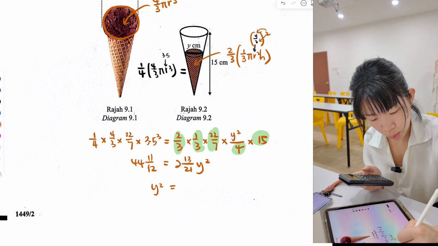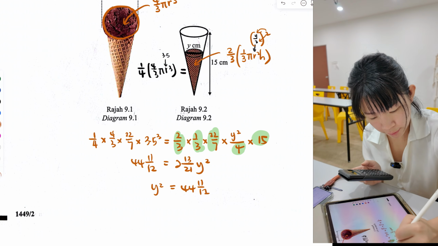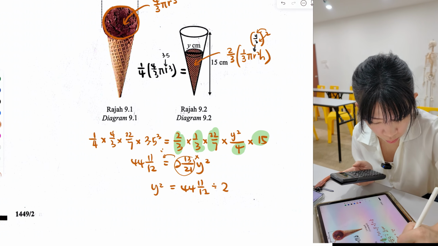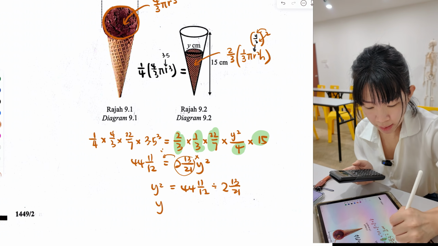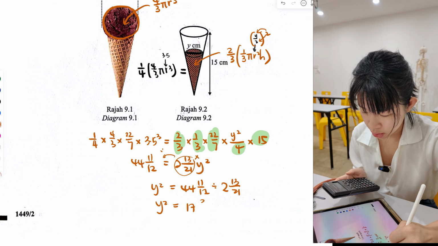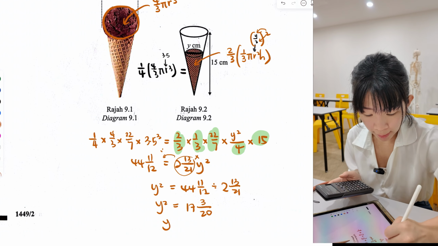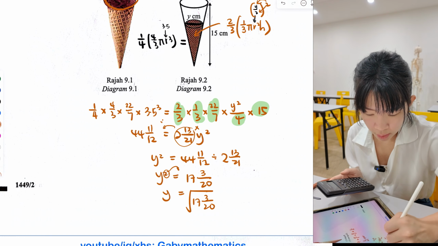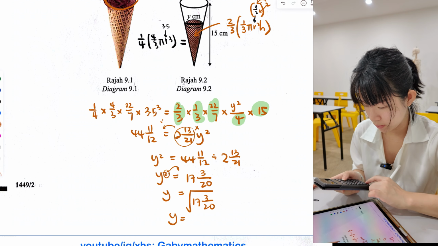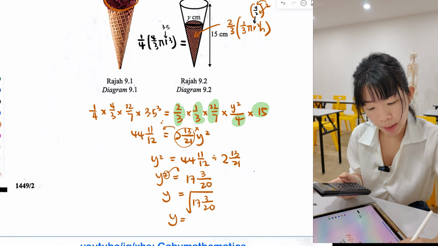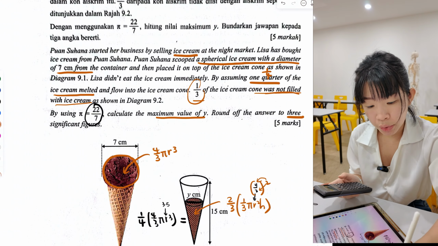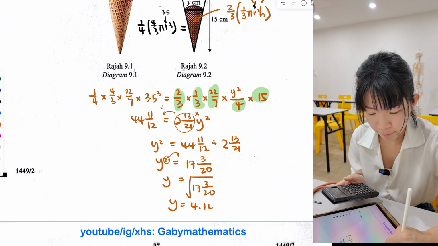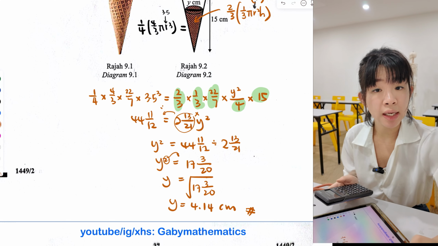So y square equals this number. This is times, so if you bring it over, it becomes divide. Divide by 13/21, so y square equals to 17.320. So y equals, square bring over, square root. They want the answer in 3 significant figures, so 4.14 cm. So this is the answer.